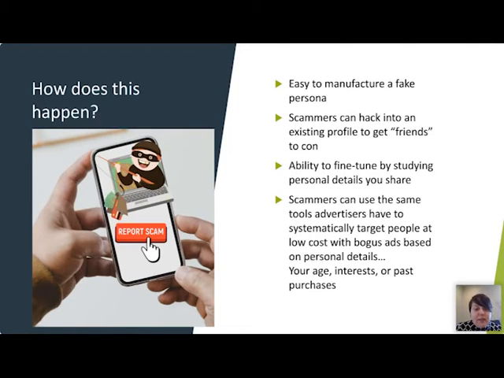And then scammers, in general, can use the same advertising tools that advertisers use. So at a very low cost and very high reach, they reach out based on bogus ads or personal details to find people that are most susceptible to fall victim, based on age or interest or even past purchases.